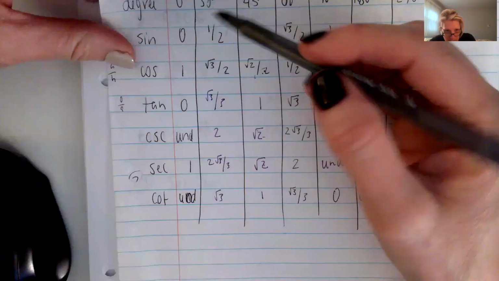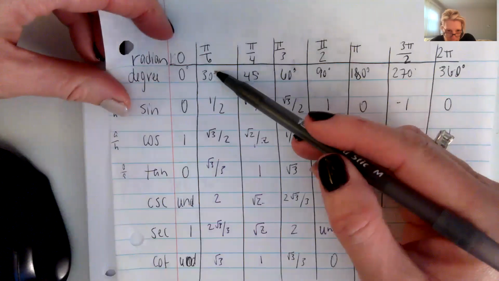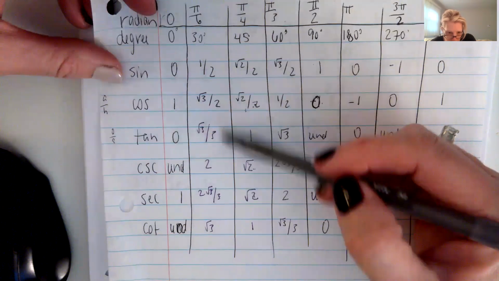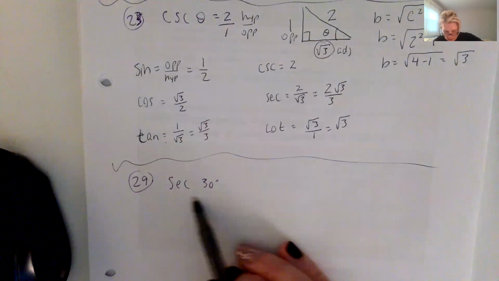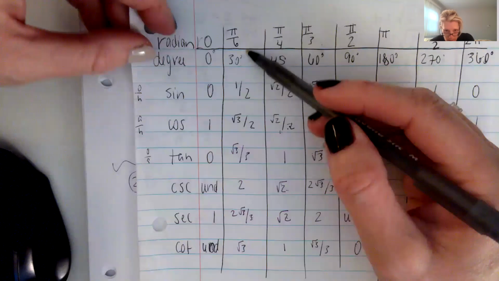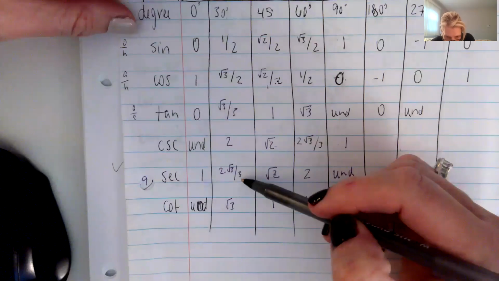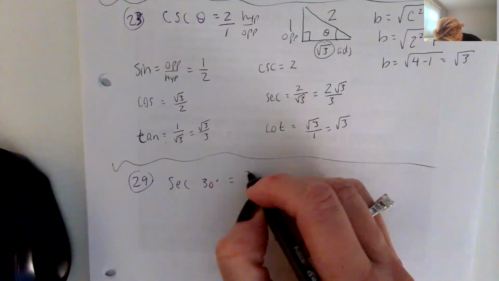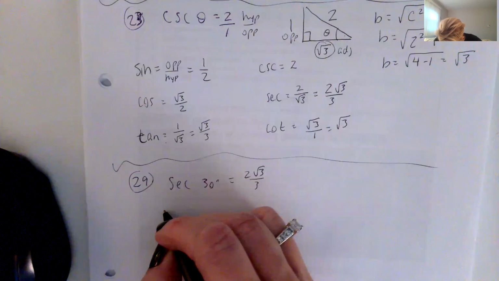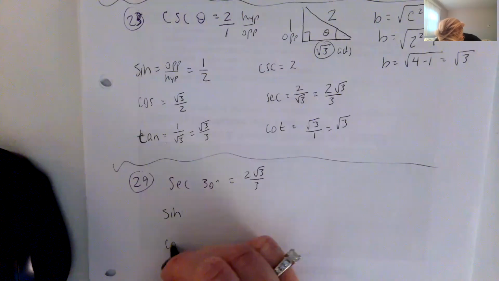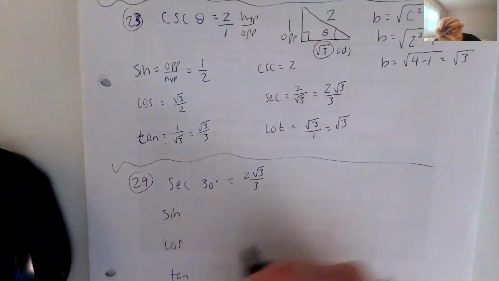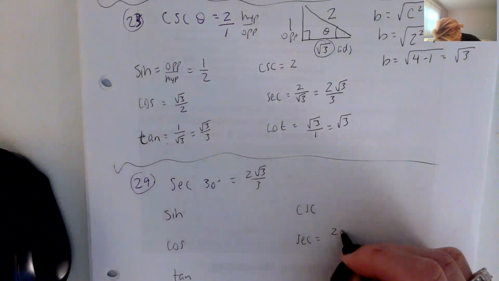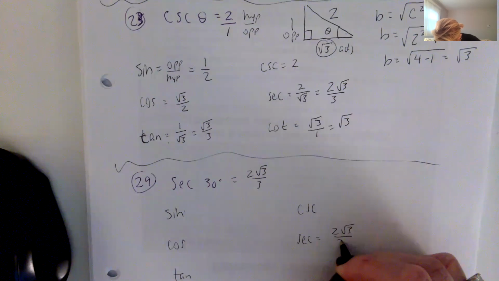For instance, here is my pi over 6, which is the degree of 30, and here are my trigonometric functions. So we were given secant of 30. So we can go to our table at 30, and secant is 2 times the square root of 3 over 3. So that's here, 2 times the square root of 3 over 3.